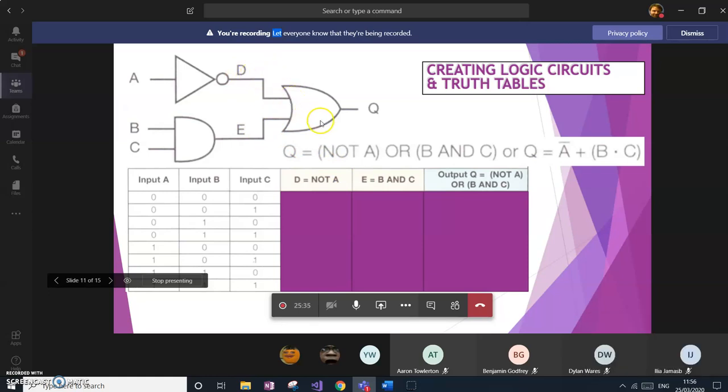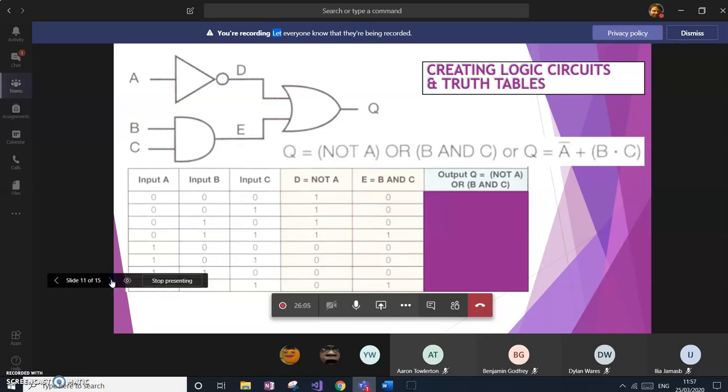Then I just need to get to the final point where I'm going to OR those two values, D and E. I know that D is equal to 1 and E is equal to 0, so the result for Q there is going to be a 1, because in an OR gate we only need one of the inputs to be true for Q to be true. So let's reveal that. Now you just need to work your way through that for each row, and if you've done that correctly, then this is hopefully what you've ended up with.